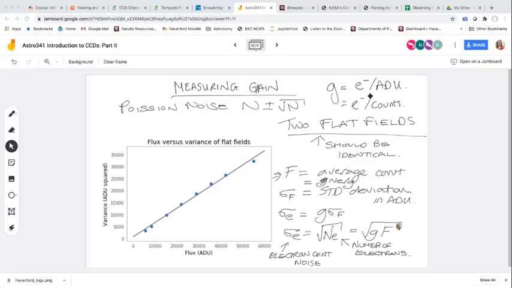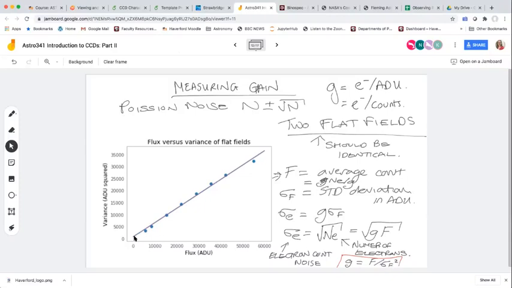And hopefully I have enough room to write just at the bottom here. Then that means that the gain is equal to the average flux of the two flat fields divided by the standard deviation of the two flat fields. That's all stuff we can measure. So this is the average flux of two flat field frames, and then this is the standard deviation squared, because look, it's a square in the equation.